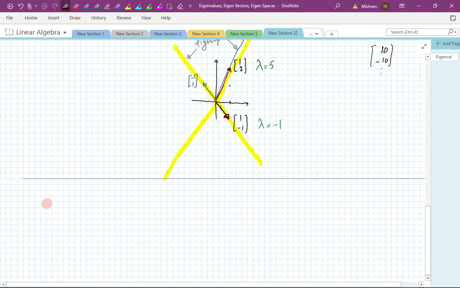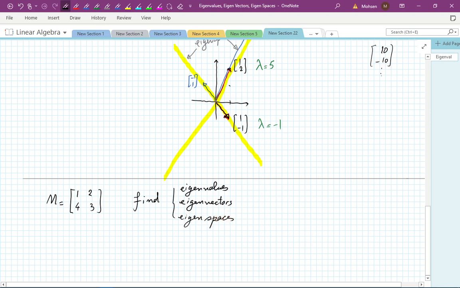Okay, so the next problem is that I give you the m, which was 1, 2, 4, 3, and ask you to find everything. Find eigenvalues, eigenvectors, eigenspaces. In these problems there's a whole list of things to be done, and you have to do all of them.